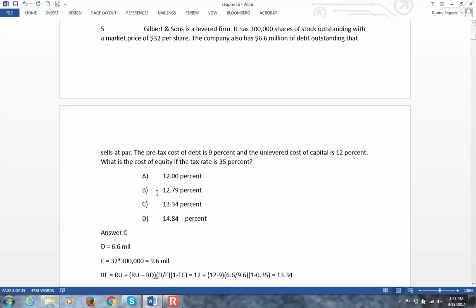Outstanding selling at par, so the market value of debt is also equal to 6.6 million. Market value of equity is number of shares, 300,000 shares times price of $32, so 9.6 million. So debt equity ratio is 6.6 over 9.6, times 1 minus tax, 1 minus 0.35. Okay, so the answer is 13.34%.